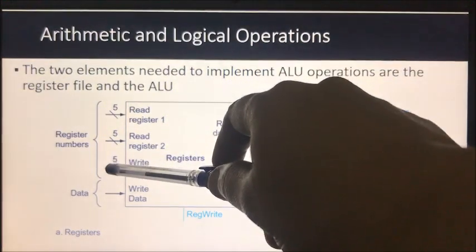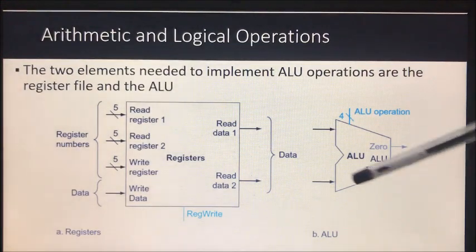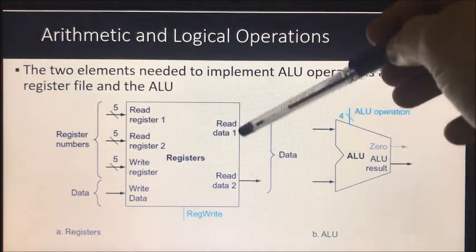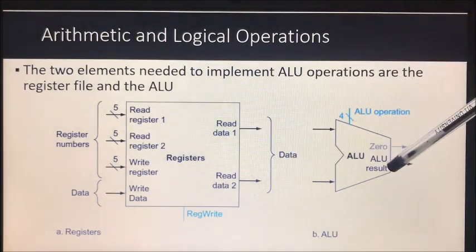This 5 indicates that there are 32 registers in this register file. So this data 1 and data 2, which is read from different registers, will be given as input to the ALU in order to perform the operation.